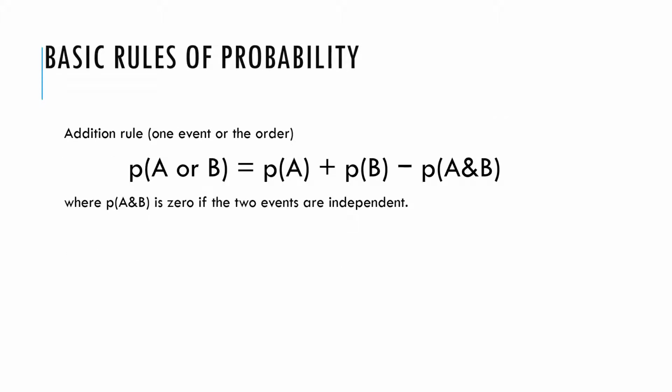This slide shows the additive rule of probability, where either one event or the other occurs. If the two events are mutually exclusive, then the probability of both of them occurring, the probability of A and B occurring, is 0. So the outcome is just the probability of A plus the probability of B.